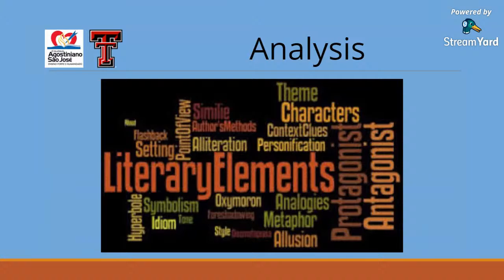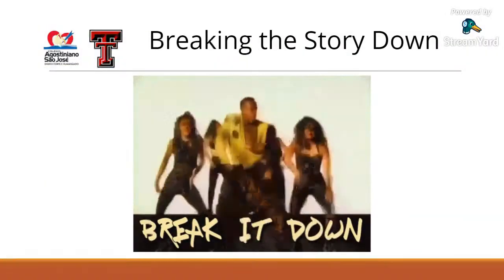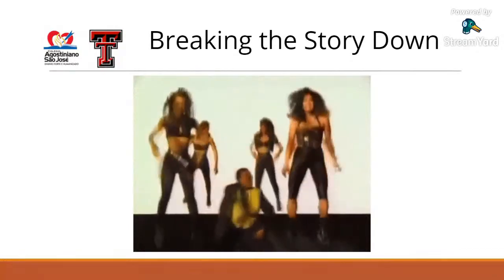So let's dig into some analysis of this story, the themes, literary elements, etc. Well, as you read this story, pay attention to how Allende uses imagery to set the mood and put you in the middle of the action and drama. And there's a lot of types of imagery, and we studied this before, guys, I think in ninth grade. Auditory, visual, tactile. Imagery helps you feel as if you're in the story. You can smell and touch and see what the characters are touching and seeing and smelling in your mind. And now let's break it down. Some other devices, okay, and some other things that are used.